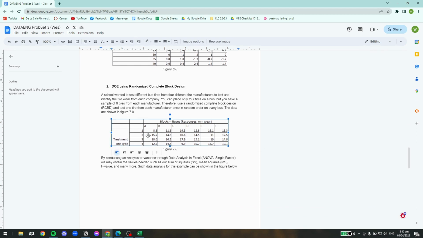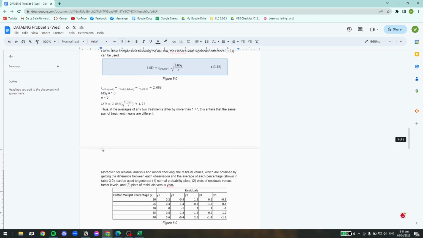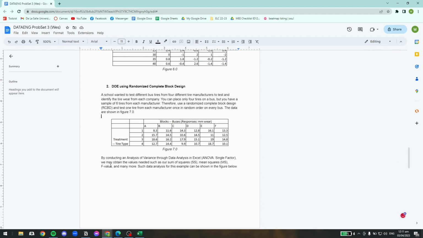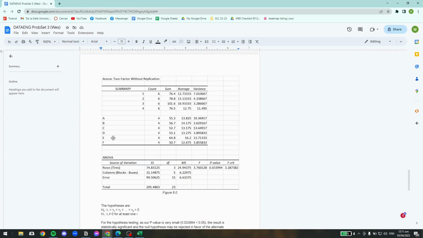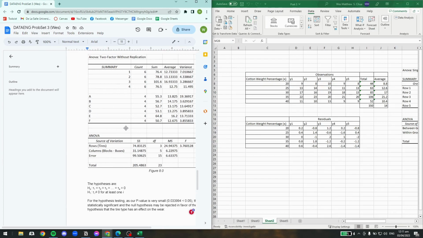I already put the data in Excel, wherein we have the treatment and the blocks, which are the buses, and these responses all represent the tire wear in millimeters. Similar to the first topic, by conducting an analysis of variance through data analysis in Excel, we can obtain the sum of squares, the mean squares, the F value, and many more. Once again, I already did the data analysis in Excel, but instead of using ANOVA single factor, we now do ANOVA two factor without replication.